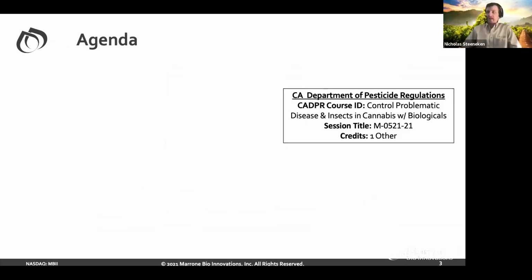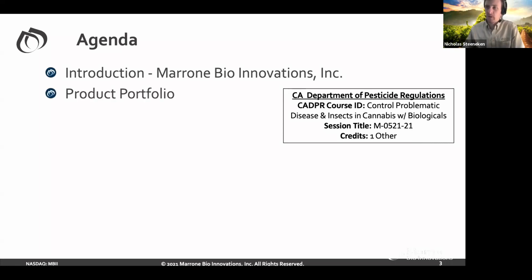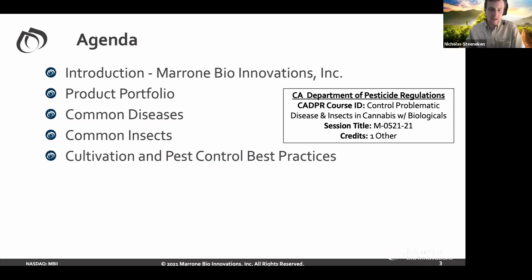All right, thank you for that, Angela. So if you are here in California and need DPR credits, we have our session information here, and we'll also have it on the last slide. Our agenda for the day, we'll start with a quick introduction about Marrone Bio, who we are as a company, what we do. We will cover our product portfolio. We will cover common diseases for cannabis. We will cover common insect and arthropod pests. And we will then open up the discussion with Darren about cultivation and pest control best practices. And then we'll follow that up with a little conclusion afterwards.